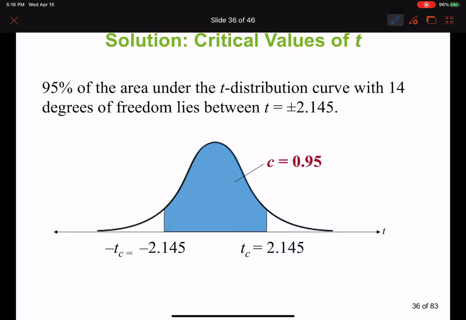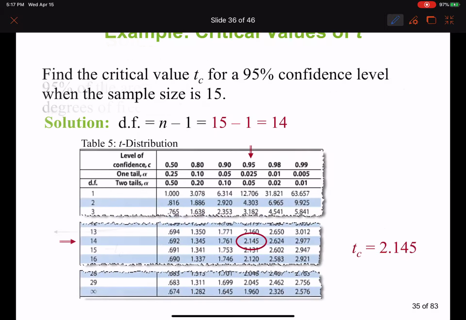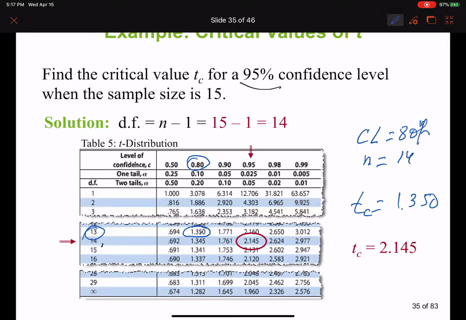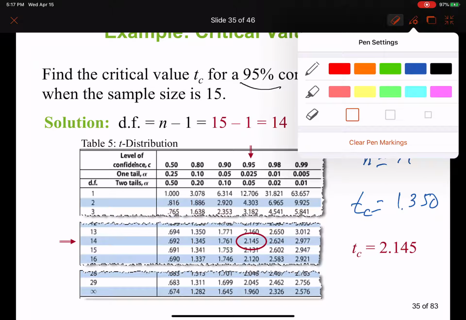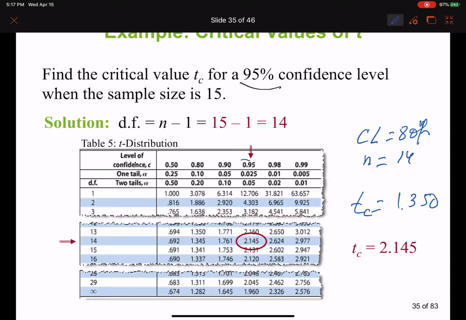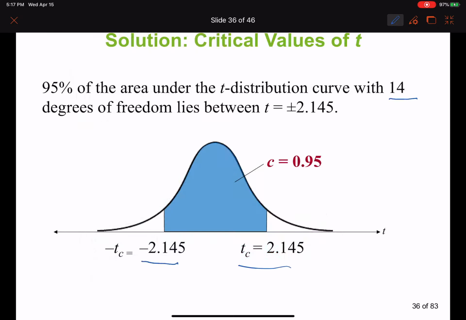So here it's showing 95% with n equal to 14. It's negative 2.145. That's an example we looked at here. Let me see. So 95 and 14, so 2.145. Okay. This is what it's showing here, plus minus 2.145.